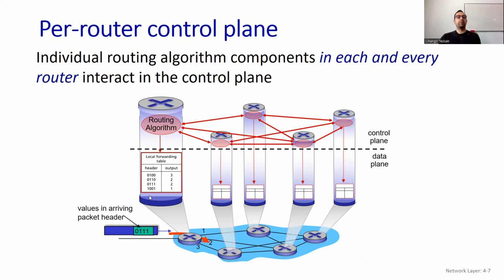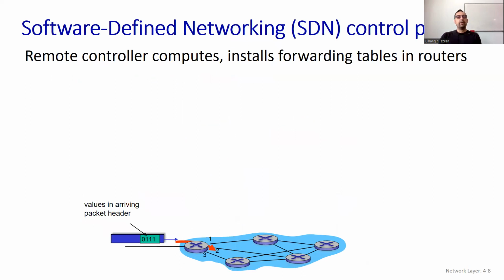Looking at data that arrives in input ports, and looking at the headers, the router locally determines which output port it should follow. This is the main idea behind dividing these two layers.